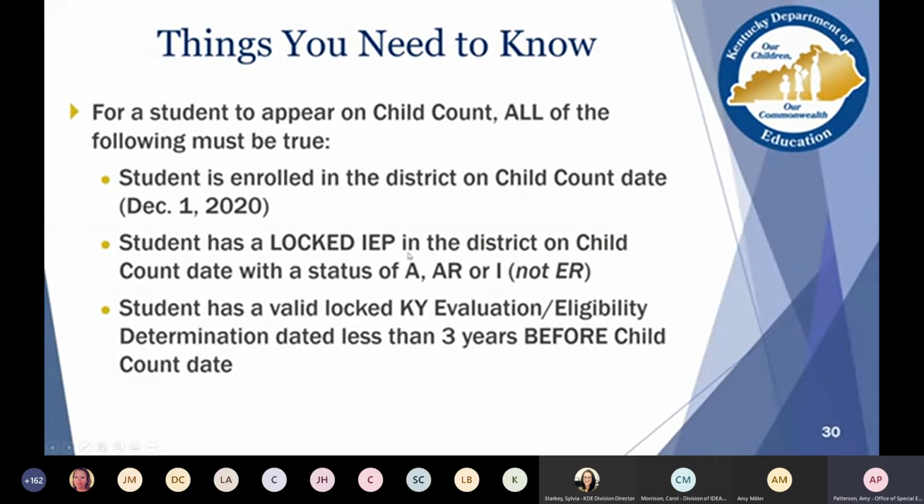The student has to have a locked IEP with a status of A, AR, or I. ER will not show up. If you amend to end the report, this shouldn't be a problem, because you'll still have the original IEP with the active status on December 1st. And then the evaluation eligibility determination date has to be 3 years before the child count date.